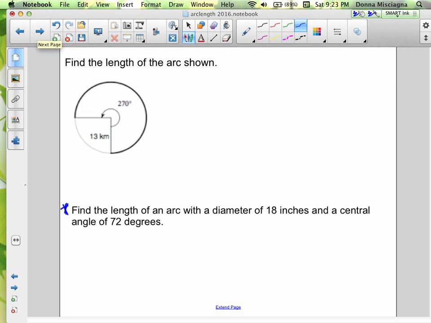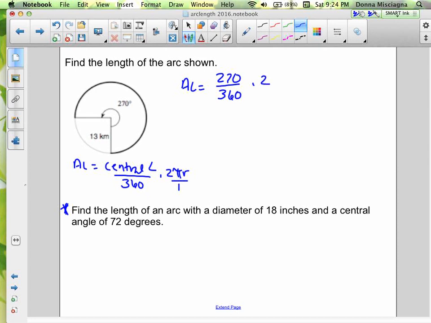All right, so now the arc length, and I'll write the formula right here again for both. Arc length is the central angle divided by 360 times 2 times pi times r. So arc length is going to be 270 divided by 360 times 2 times pi times 13, because here the radius is 13. It's a big circle. The radius is 13 kilometers. Maybe it's like a town square or town, I don't know.